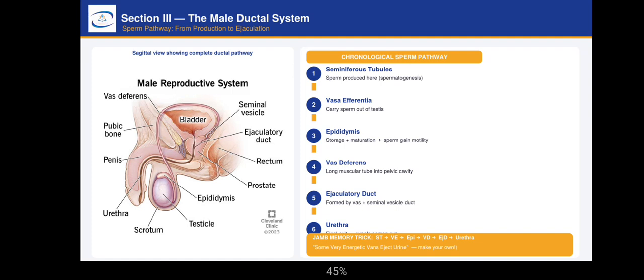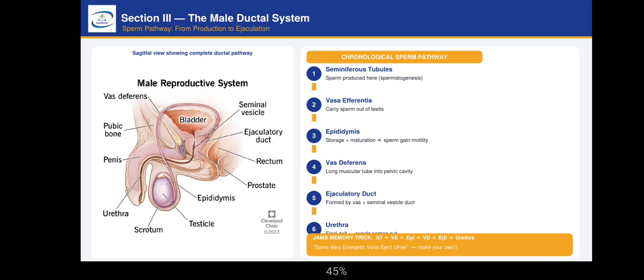Okay, so you can use the mnemonic you can see below, which is: Some Very Energetic Vans Eject Urine. Okay, Some Very Energetic Vans Eject Urine. So what does that mean? It all begins from what? The seminiferous tubule. That's the memory trick. You can see the mnemonic.